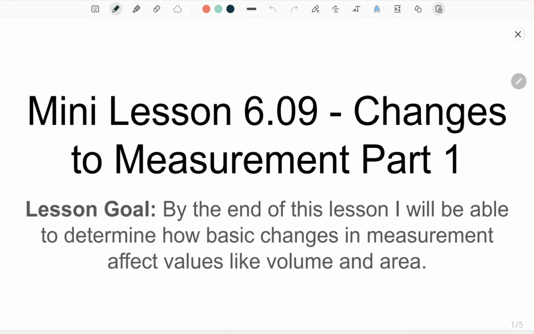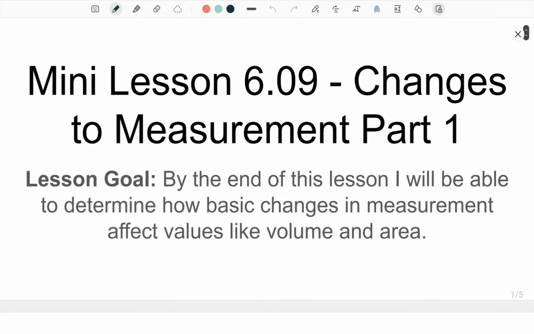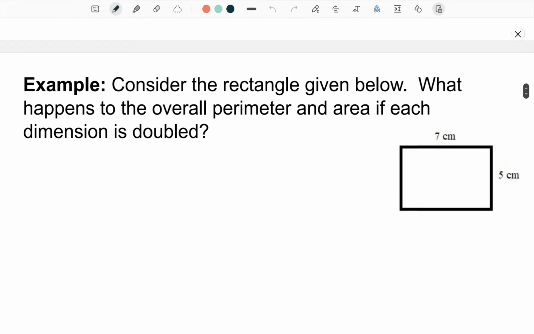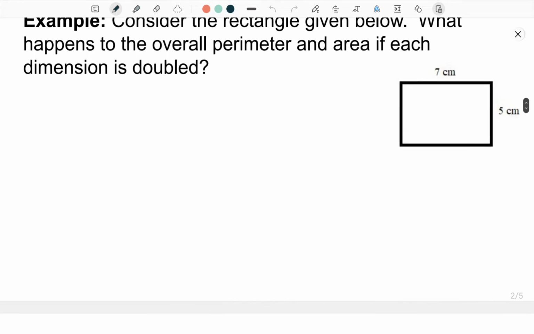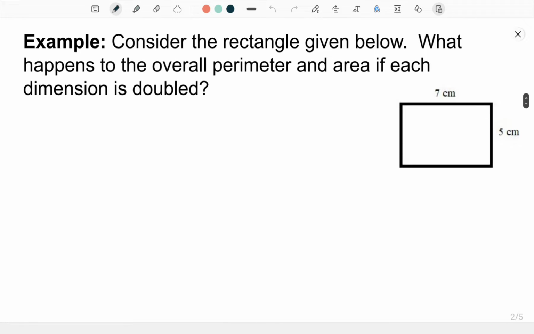Let's begin, and we're just going to do a quick little note on situations where we change measurements. So what do I mean by that? As in changing the dimensions of a particular shape, how does that affect things like area, perimeter, volume, those kinds of things. So we just want to see how that might affect those things. So we'll start off with just a basic rectangle. What happens to the perimeter if you change the dimensions, so both the length and the width, by doubling it?